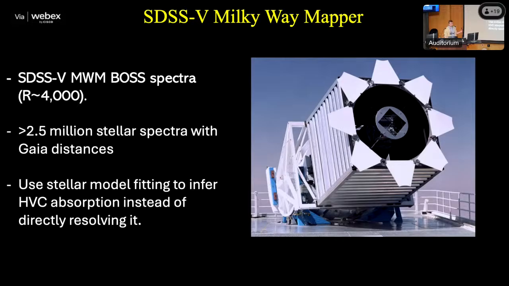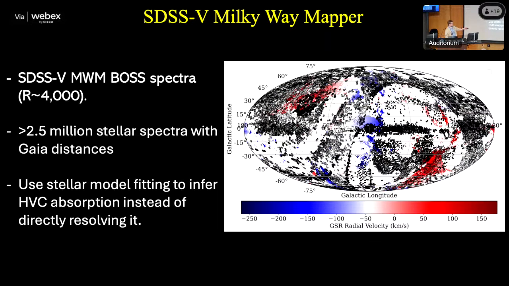This is SDSS-5, Sloan Digital Sky Survey, and in its current iteration, it's been conducting the Milky Way Mapper Survey, which one component of that is obtaining stellar spectra in optical with the BOSS instrument all across the sky. So we have all sky coverage. So I've plotted just the footprint of that over that HVC map. So from the north, we get that from the 2.5 meter at Apache Point. In the south, from the Las Campanas Observatory in Chile. So it's obtained at this point over 2.5 million stellar spectra all across the sky.